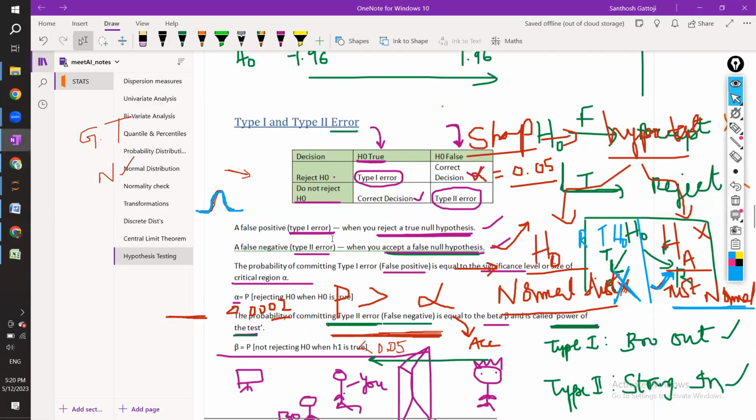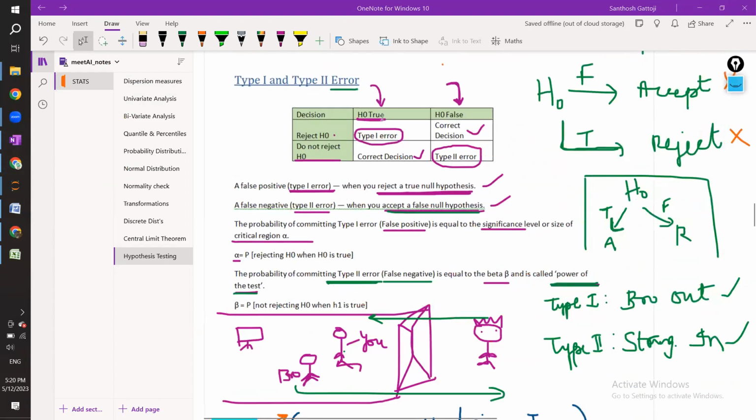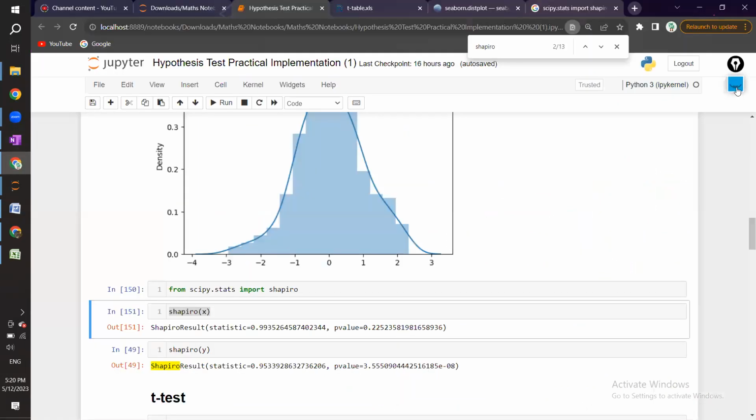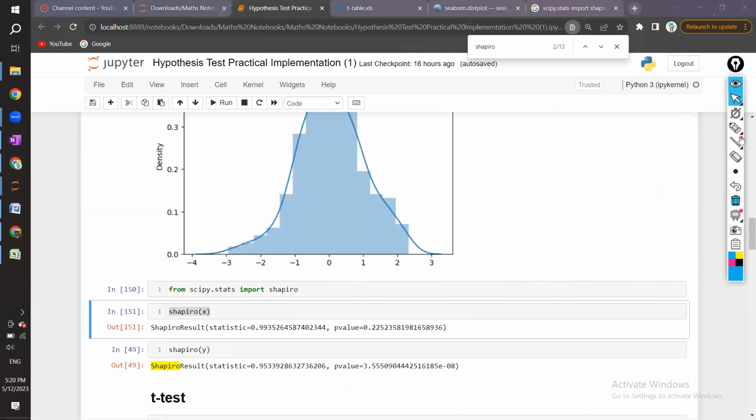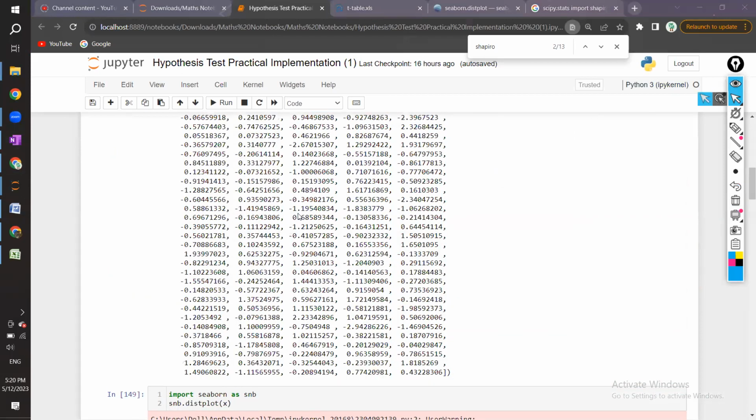So if you remember, what is a type 1 error? You reject a true null hypothesis. I'm just giving you a scenario, but if you're getting confused, that's fine, you can forget about that. If you stick to the Shapiro test, passing the value of x, by the p-value only you can consider whether that is a normal distribution or not. Okay, fine.